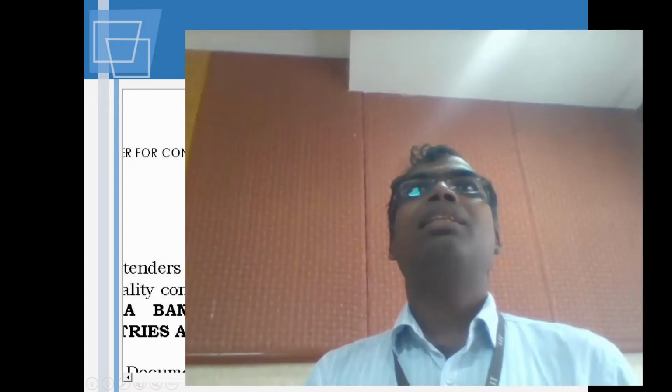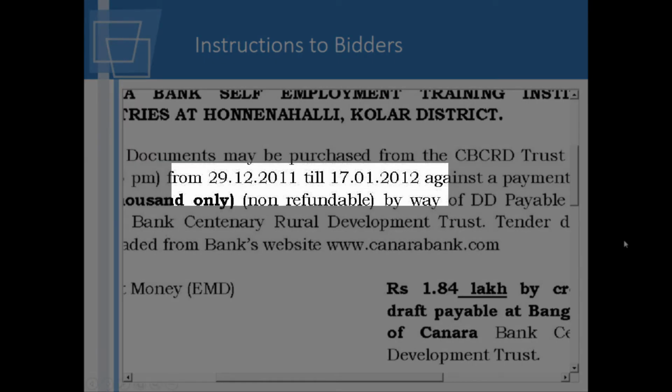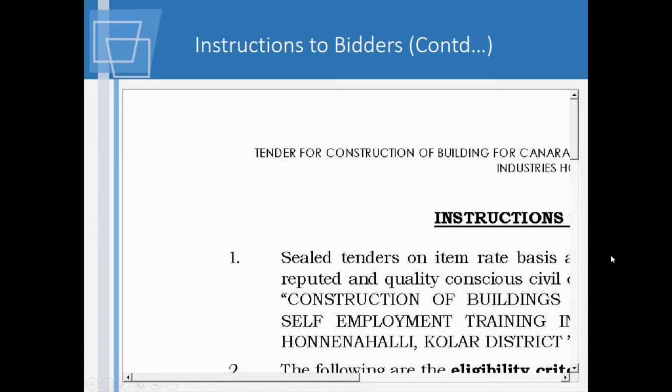What is item rate basis? You have a set of works. For each item you are going to say this is the price at which I will do. So overall they'll have a look at the various contractors, because the quality is mentioned, all the other things are there, and then they say we want it built to this particular specification. So the time when it is valid, it starts from 29/12 and it goes on till 17/1. So a person can think of buying the document in this particular period of time.